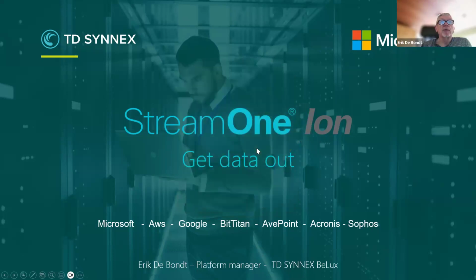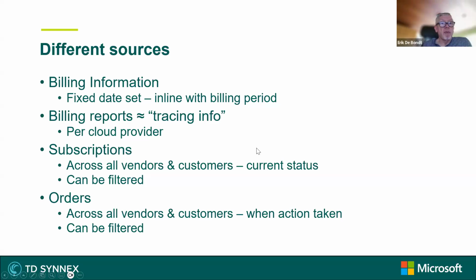So, get data out of StreamOn-Ion. Basically, there are multiple sources in StreamOn-Ion where you can get data. It's the billing information, I'll show you how in a couple of minutes, which is a fixed data set. Basically, you go into your invoice and you can export the invoice data, which is then feasible for you to work with. It's always in line with the billing period. So if you do it this month, you get the invoice of this month, covering last month's movement in the vendor's environment.